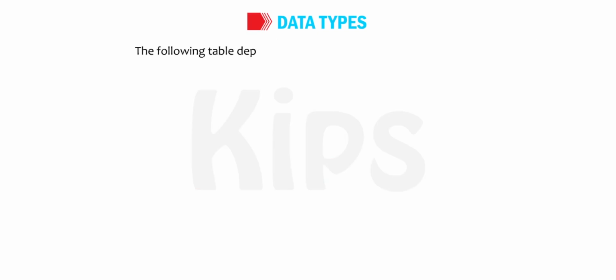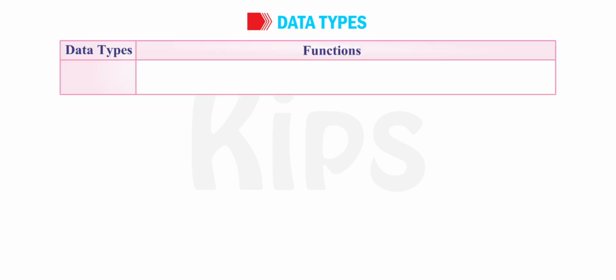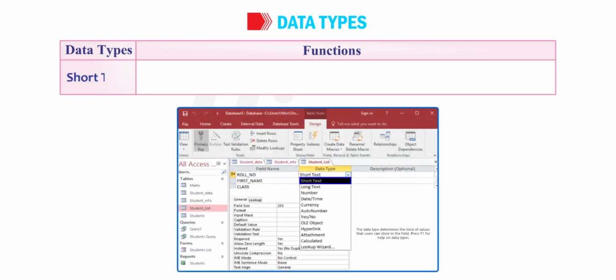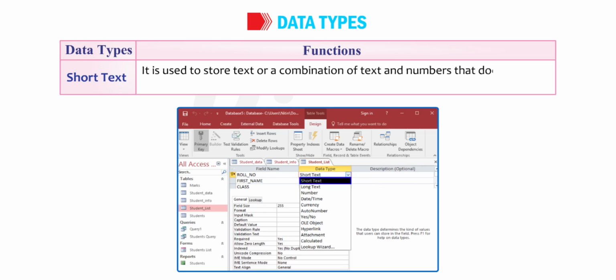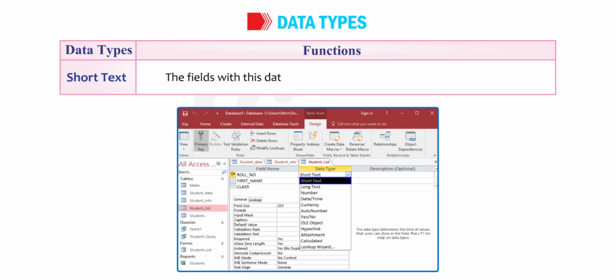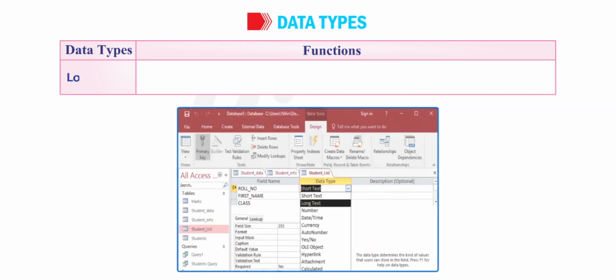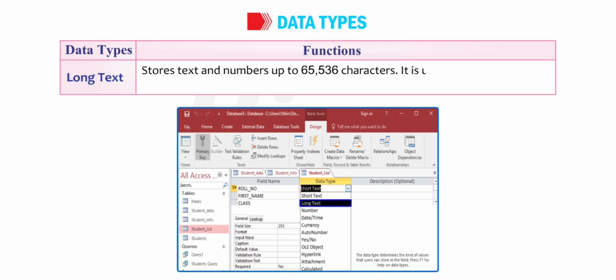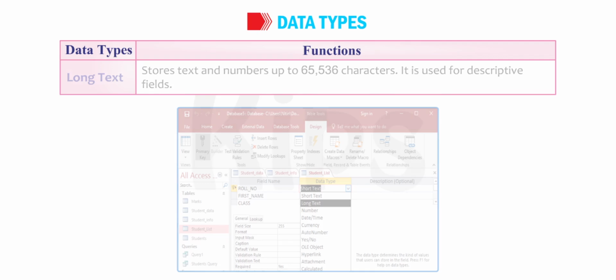The following table depicts the available data types in Access 2016. Data types. Functions. Short text. It is used to store text or a combination of text and numbers that does not require calculations, such as addresses, phone numbers, etc. The fields with this data type can have a maximum of 255 characters. Long text. Stores text and numbers up to 65,536 characters. It is used for descriptive fields.